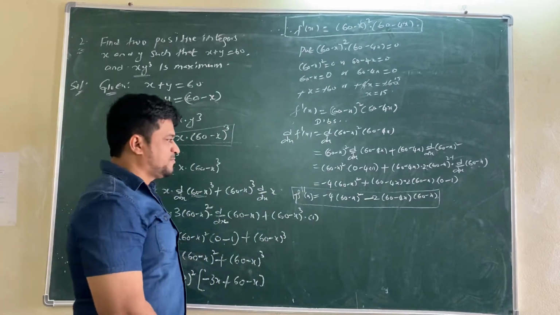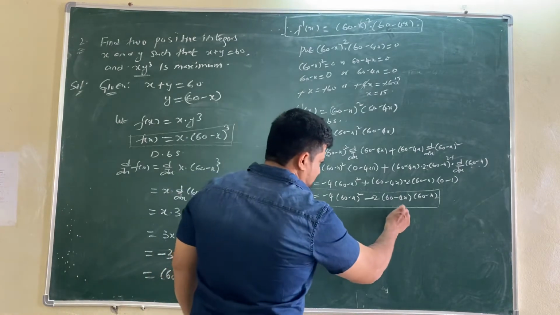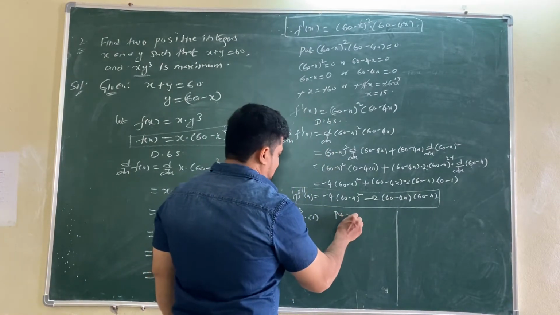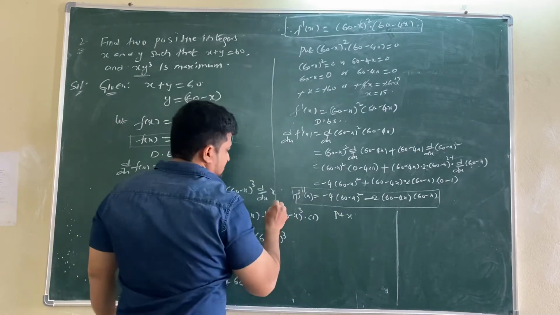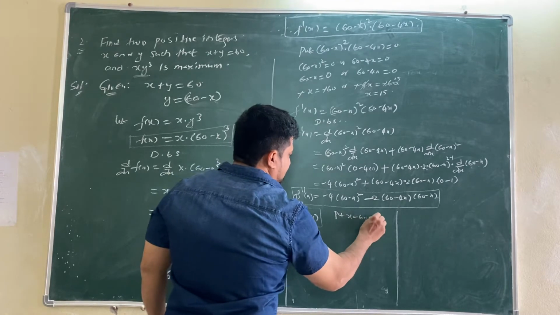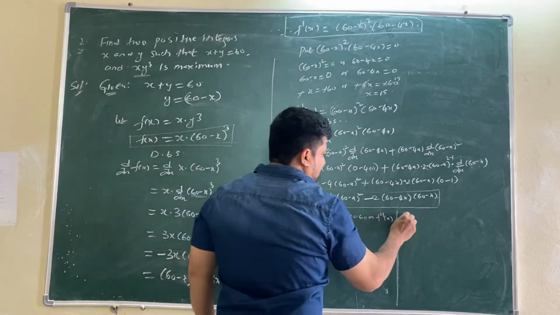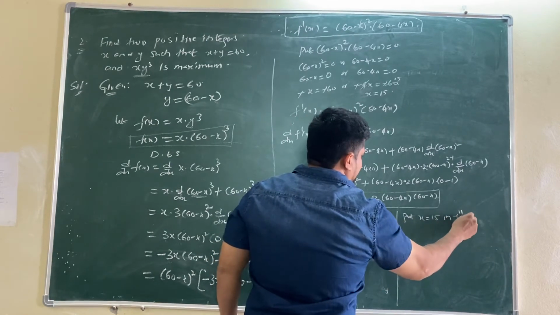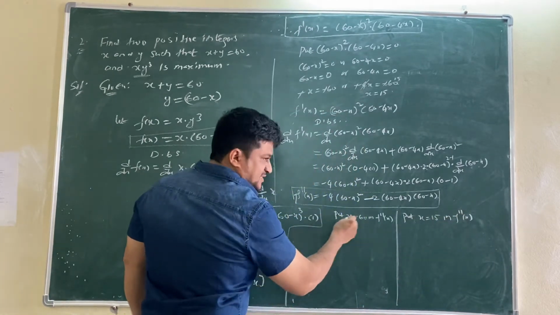Now what we will do? Take x values: put x equals to 60 in f double dash of x, then put x equals to 15 in f double dash of x. If I take 60, what I will get?